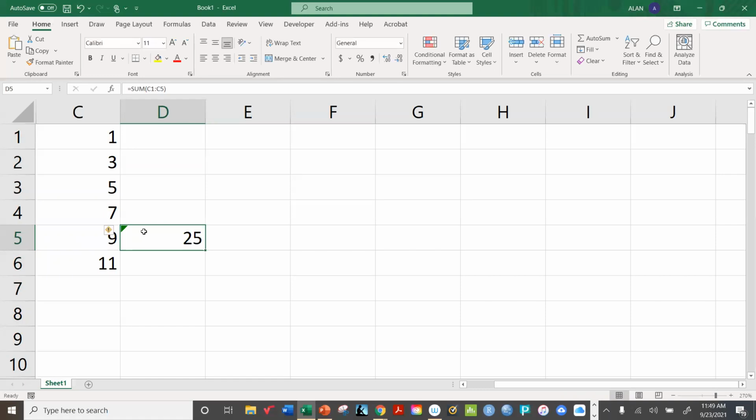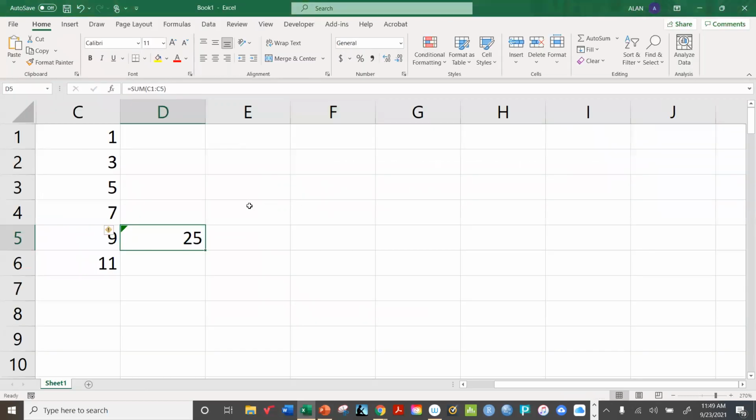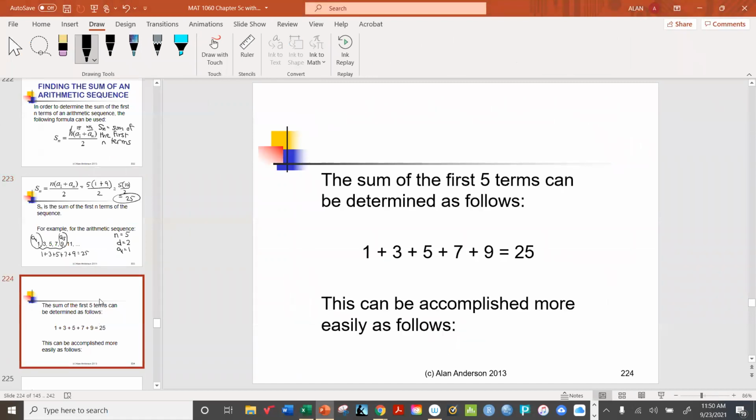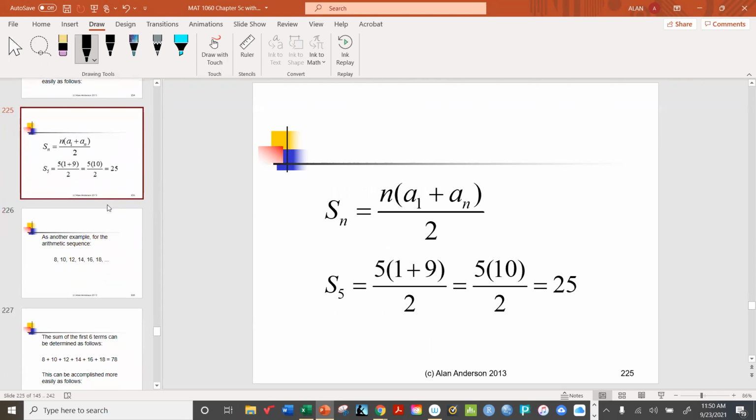So there you can double check it, but for the tests, you're expected to be able to demonstrate that you know how to use this formula, but you can feel free to double check your results in Excel if you choose to do so. But I want to see that you can use the formula. And this will work for any arithmetic sequence. You can see this is the final result.